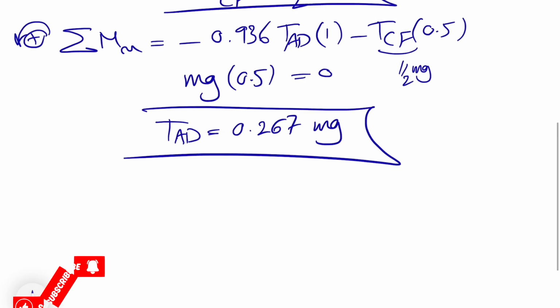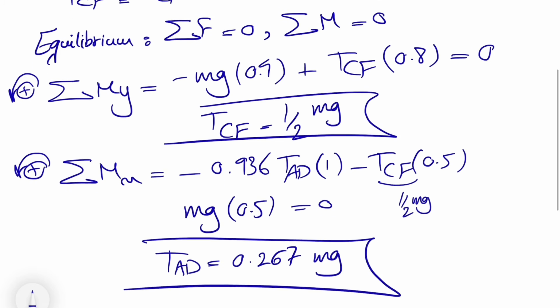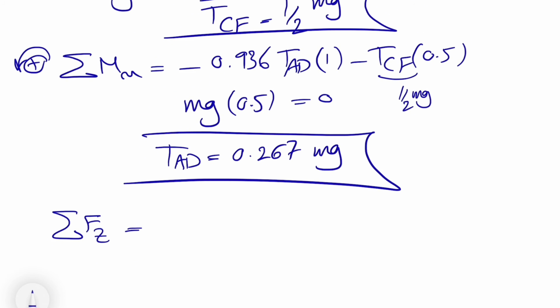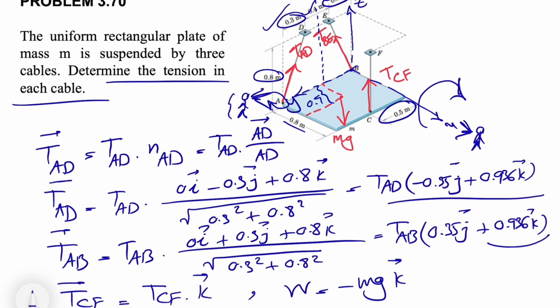If we go straight with the sum of all forces in the z-axis, we can find the last tension in the cable. From the symmetry of this plate and all the tension, we can figure out that we have to get the same magnitude for the tension in BE too, but let's just find it for the sake of practice. So what we have in the z-axis is the z component of AD, the z component of BE, and TCF, and minus mg.